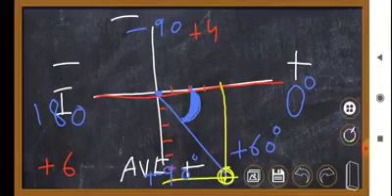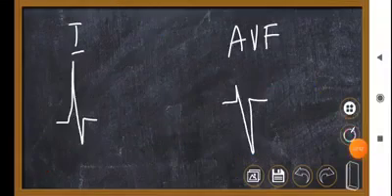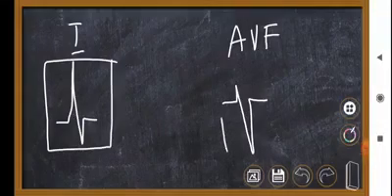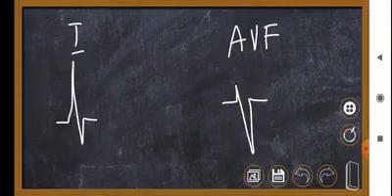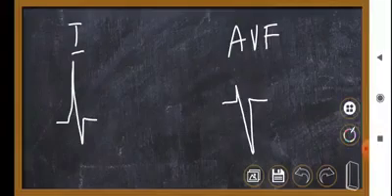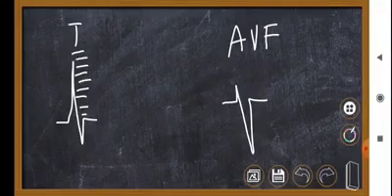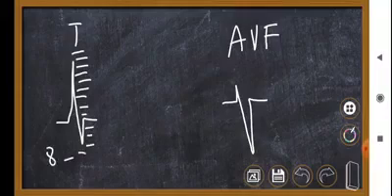Now I'm going to give you another example to clarify. Now suppose this is the QRS complex in lead 1 of an ECG and this is the QRS complex in lead AVF of an ECG. Again we have to calculate the RS difference here. So suppose this is 1, 2, 3, 4, 5, 6, 7, 8. This is R and the S is 1, 2, 3. So 8 minus 3 is equal to 5.